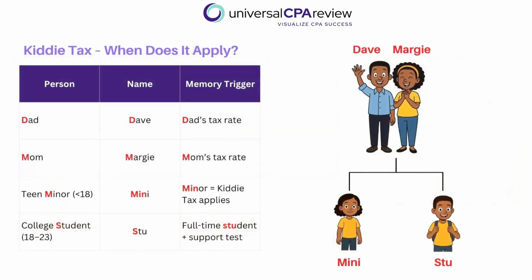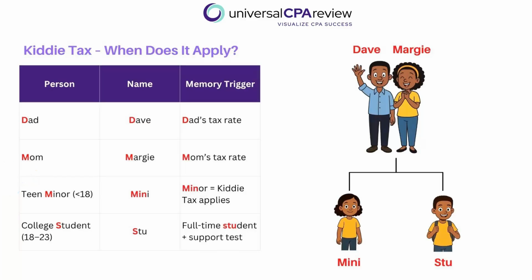So now that we know when kiddie tax applies, let's lock this visually into your long-term memory using our Universal CPA kiddie tax family. All right, so on the left, you'll see this little chart. This is your fast recall cheat code for the exam. All right, so dad is Dave. So that is going to be D equals dad's tax rate. Mom is Margie, and that's M. All right, so mom's tax rate is going to stand for the M. And the kiddie tax calculation always ties back to the parent's marginal tax rate. All right, so right from the top, Dave and Margie's tax bracket is what matters most.